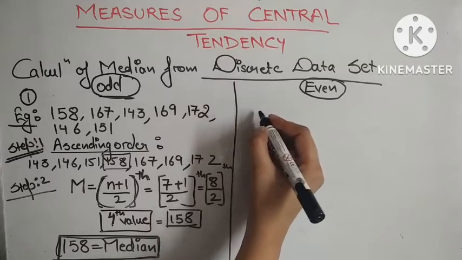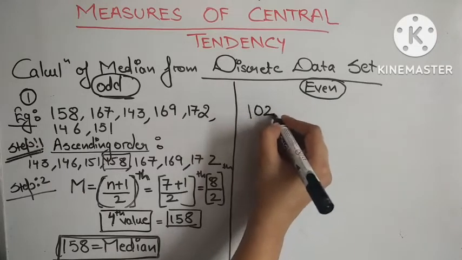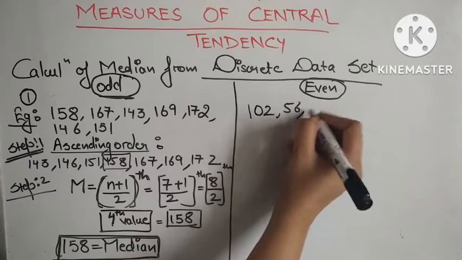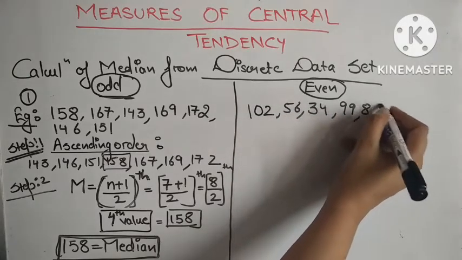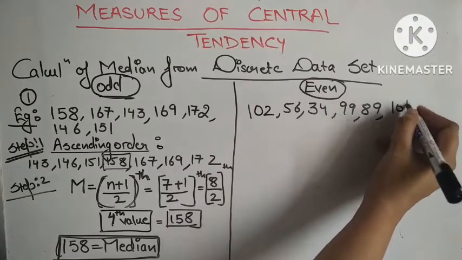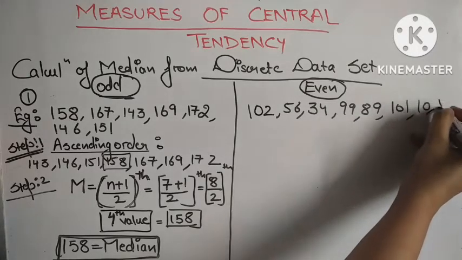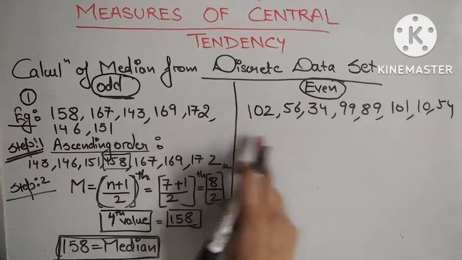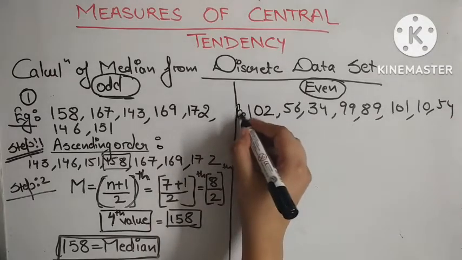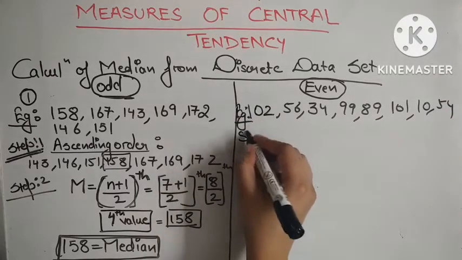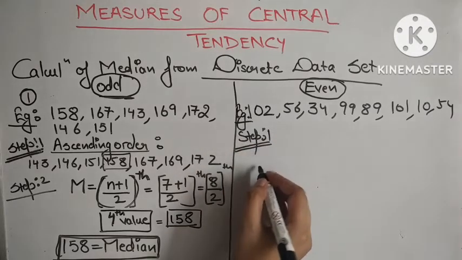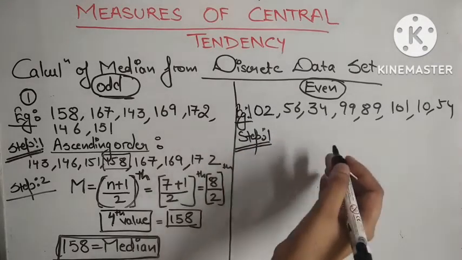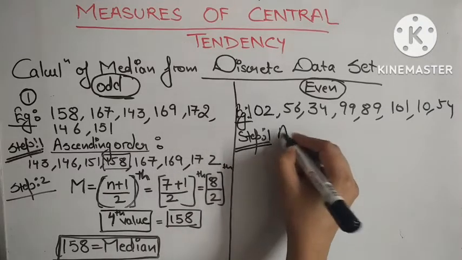The example is 102, 56, 34, 99, 89, 101, 10 and 54. This is the set of values given to you. The first step, make sure that you go step by step only. First, you have to arrange the data in ascending order.